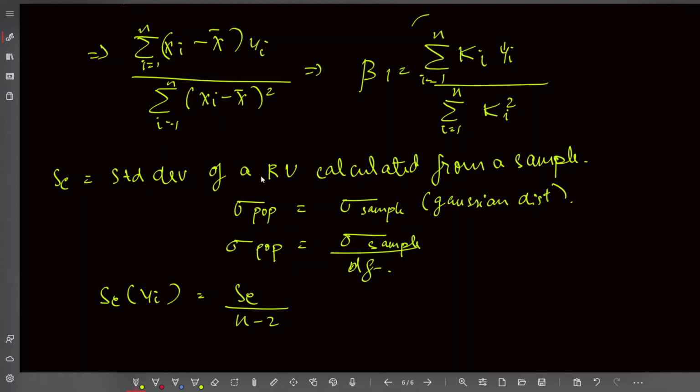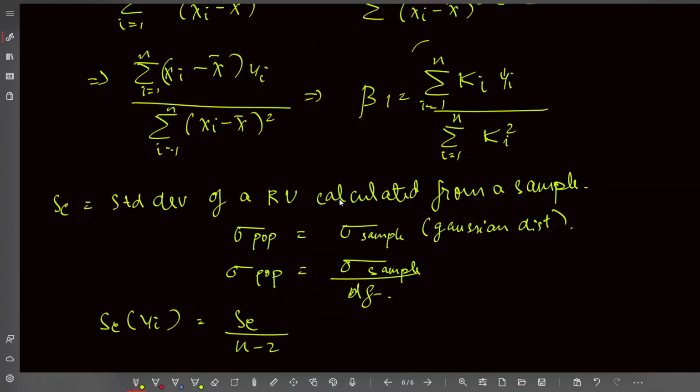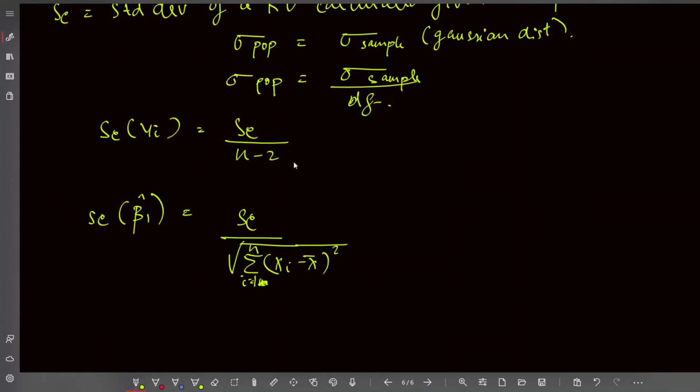So now I can write this as: standard error of beta 1 is equal to standard error whole upon under root sigma i equals 1 to n, xi minus x bar the whole square, right? Why am I allowed to write it like this? See, I have this over here. I can either cancel this and cancel the square, or I can just take the square root over here, correct? It's the same thing. So that's why I've written it like this, okay? I hope you understood the standard error part.